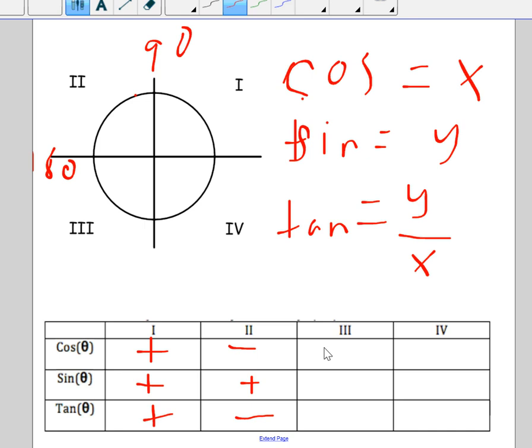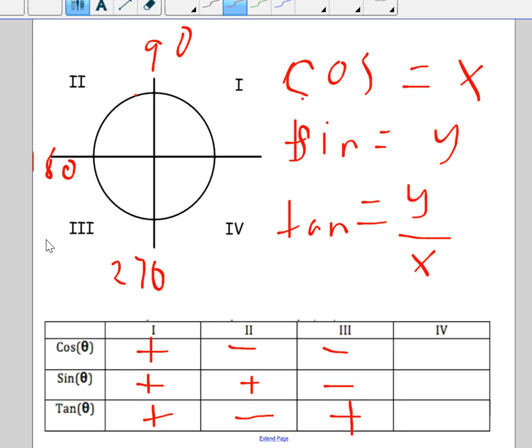Then in quadrant 3, looking at all the angles from 180 to 270, cosine is the x value, so it's negative. Sine is the y value, so it's also negative. Tangent, therefore, is a negative divided by a negative, which gives you a positive. So any angle between 180 and 270 will have a negative cosine, a negative sine, and a positive tangent.